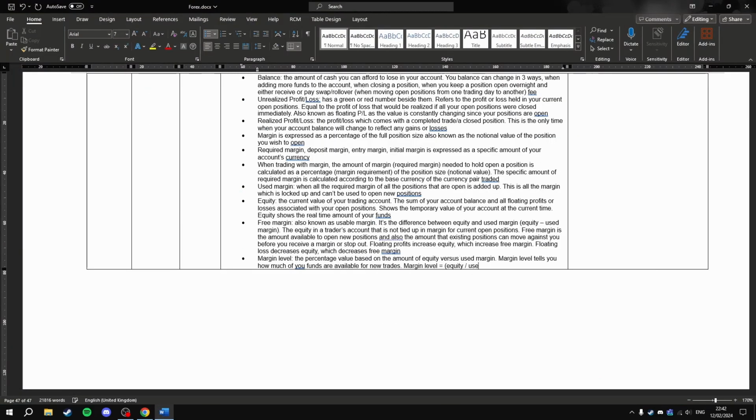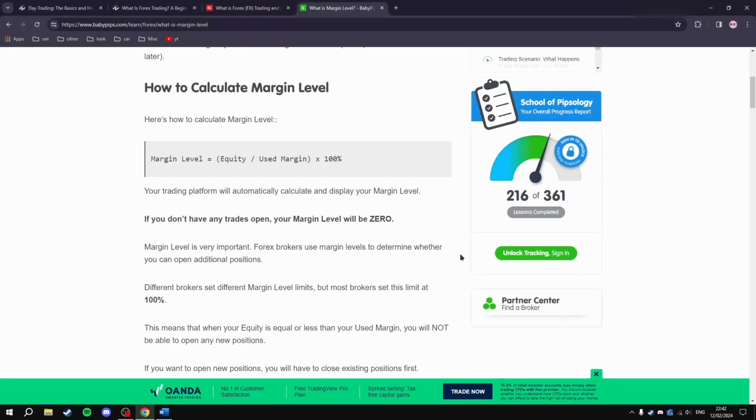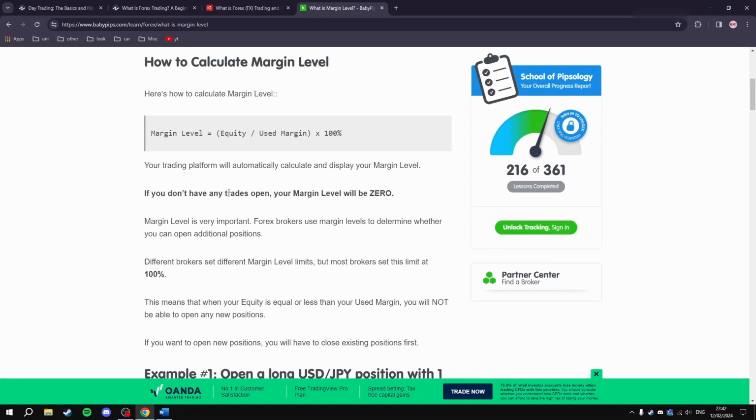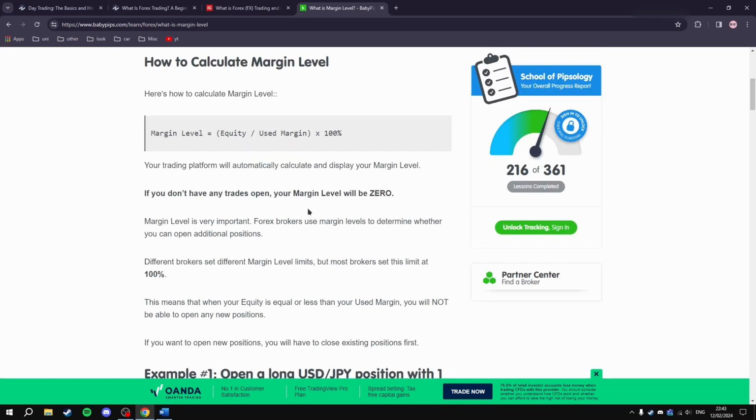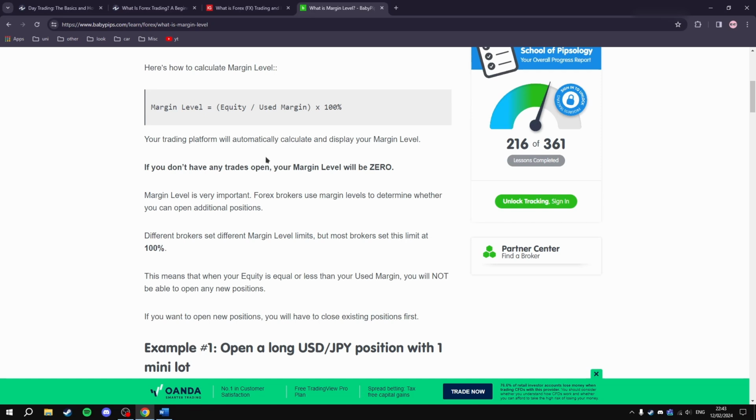Equity divided by used margin. If you don't have any trades open, your margin level will be 0 because you've got 0 used margin, so anything divided by 0 is 0. Your margin level will be 0.